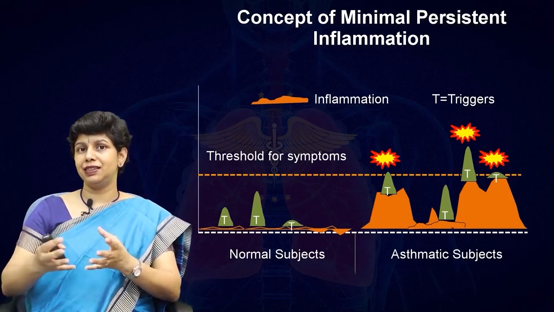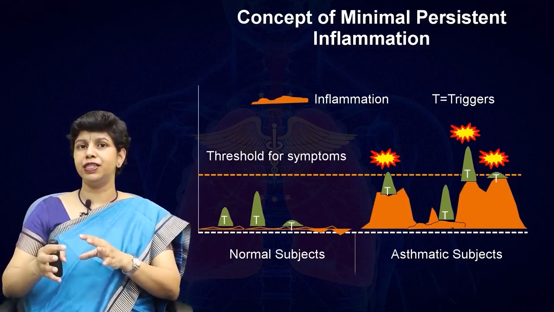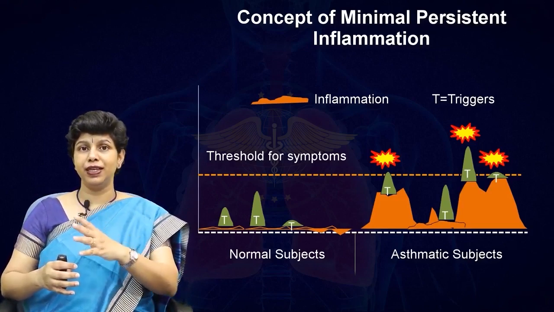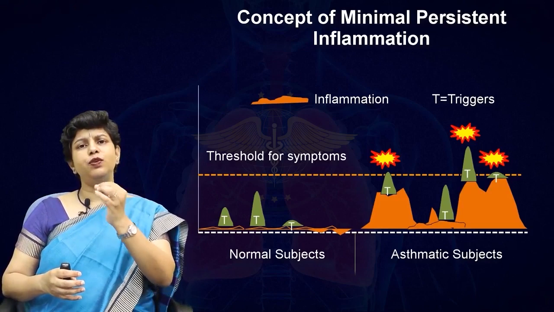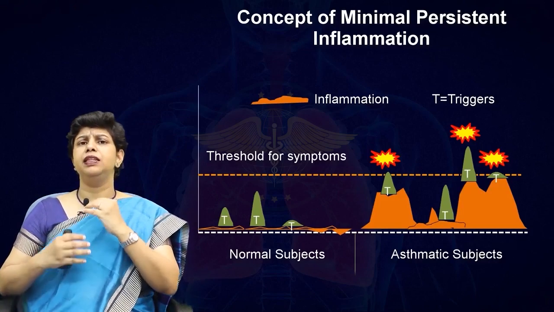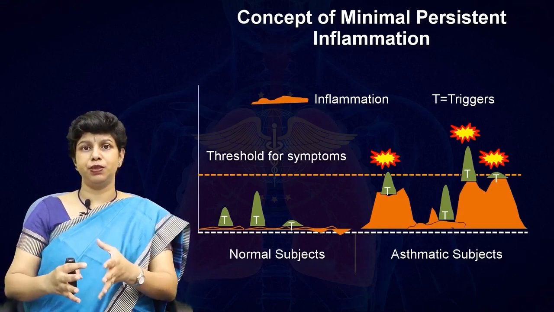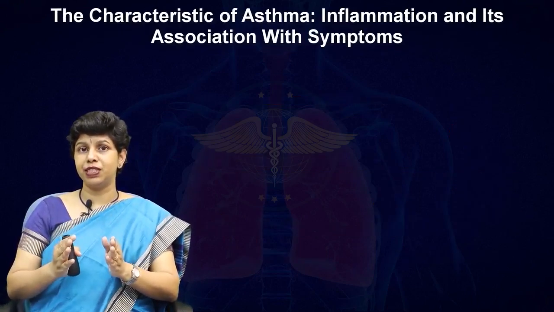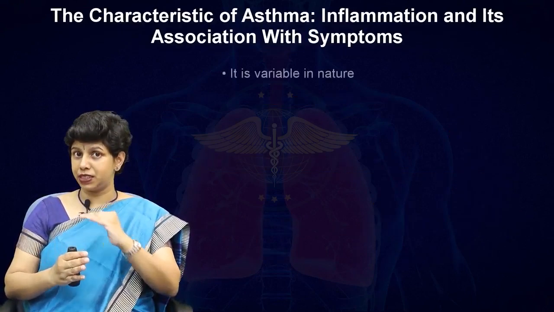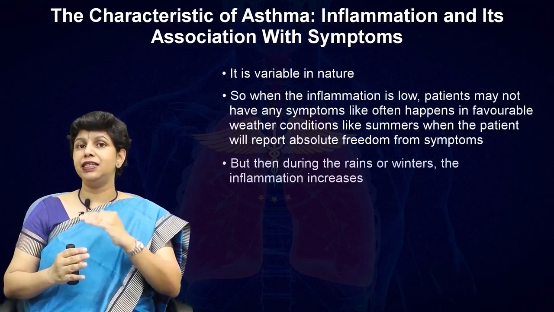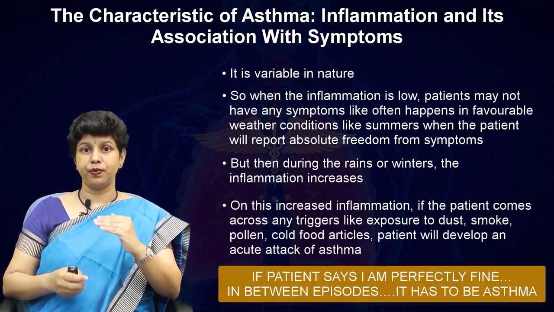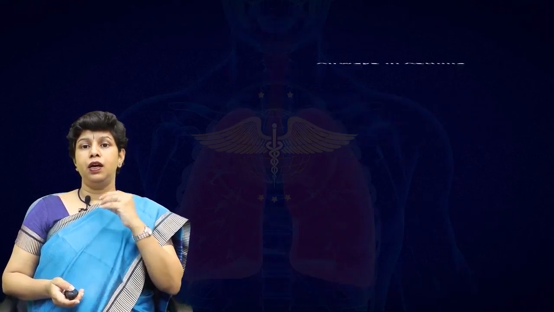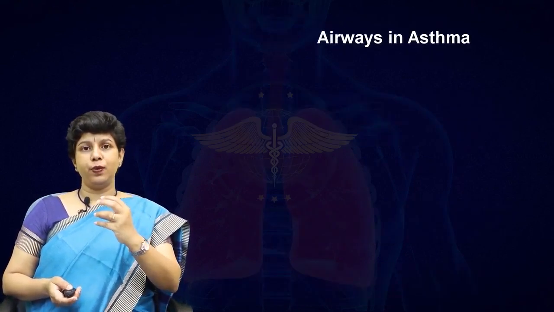Because it is in these seasons or during the change of season, the inflammation increases, and then even with a small amount of trigger, the patient precipitates with symptoms. So this is a characteristic feature of asthma inflammation. Firstly, it is persistent, and secondly, it is highly variable. Okay. Now, let us look at these airways.